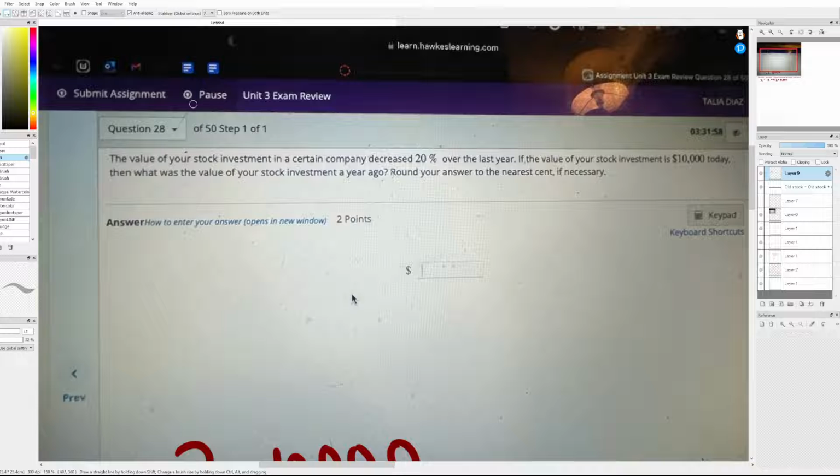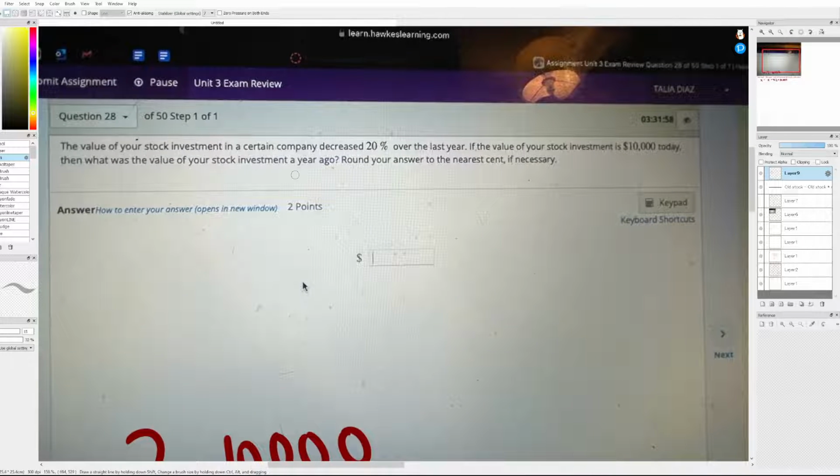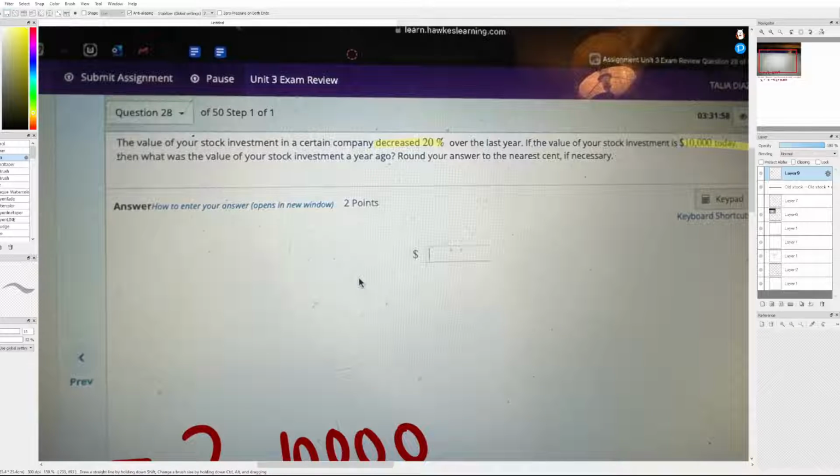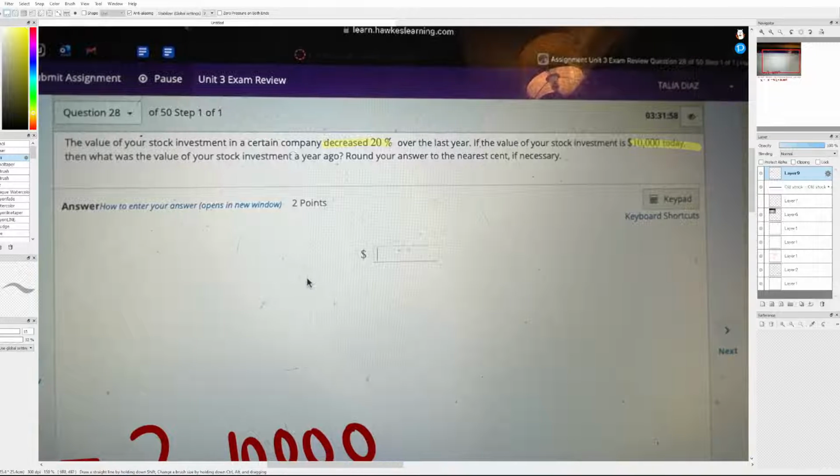So the first step to these problems is to read it. The value of your stock investment in a certain company decreased 20% over the last year. If the value of your stock investment is $10,000 today, then what was the value of your stock investment a year ago? Round your answer to the nearest cent.